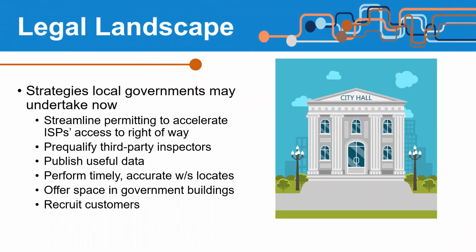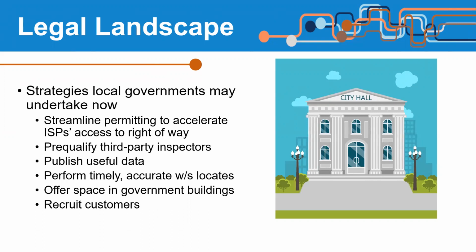You can certainly work now to streamline permitting, and that can accelerate these ISPs' access to right-of-way within the city. So just speeding up permitting at the local level. If you've got a high volume of private building taking place for broadband, pre-qualifying third-party inspectors to inspect that work before it gets to be a crunch time, that can be an attractive benefit that the public sector can provide. Publishing useful data. If you know where fiber assets are currently located in your community, you can provide that GIS data to a private provider. It's definitely useful for them. Performing timely, accurate water and sewer locates so that those are marked in a timely way. Offering space in government buildings.